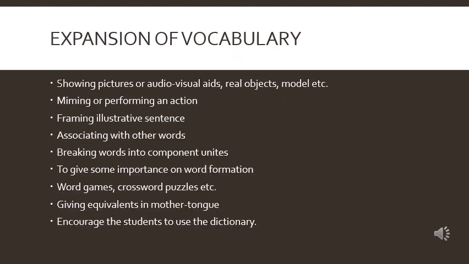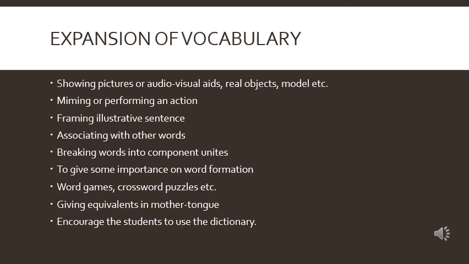So the next heading is expansion of vocabulary. Expansion of vocabulary is nothing but how we can expand the vocabulary among our students. We can expand the vocabulary of our students by showing pictures or audiovisual aids, real objects, models, etc., and miming or performing an action. We can perform some action, or we can start some miming activity, and through those activities we can expand the vocabulary of our students.